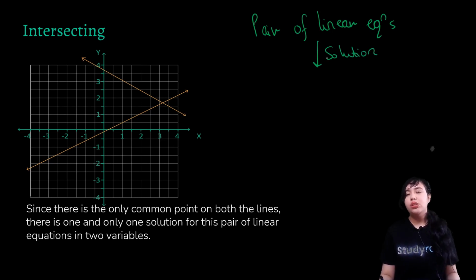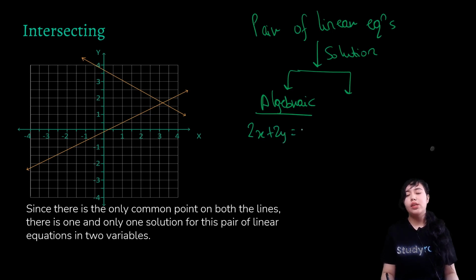So by solution, we could mean the algebraic solution or the graphical solution. Essentially, both are the same, but I'll tell you about both of them. So first, let's talk of the algebraic solution. The algebraic solution is like I give you two equations, or maybe just one equation, like 2x plus 2y equal to 0. Now, what values of x and y would satisfy that equation? That is the algebraic solution.